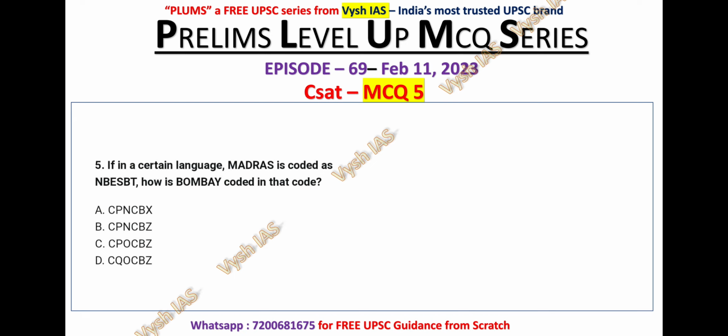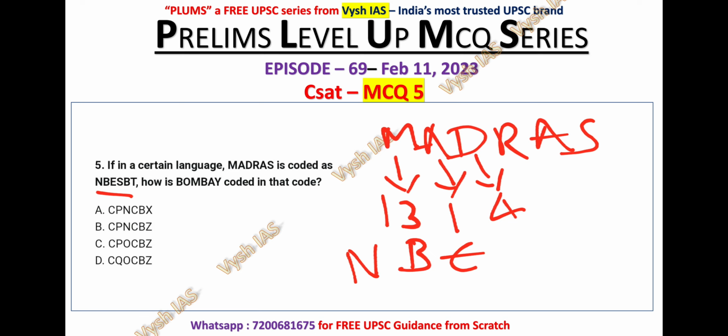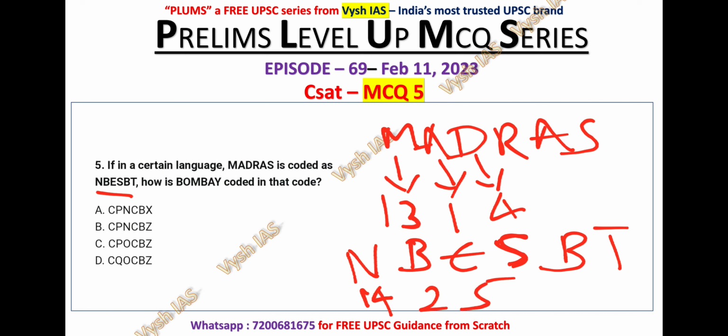Let's take the values of the letters in the word Madras. M is 13, A is 1, D is 4. They have given the code as N B E S B T. For N the value is 14, B is 2, E is 5. It is enough. You should not write all the values and check. If you check 3 or 4 values, it's okay.